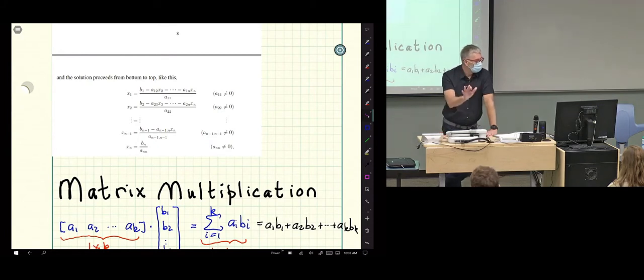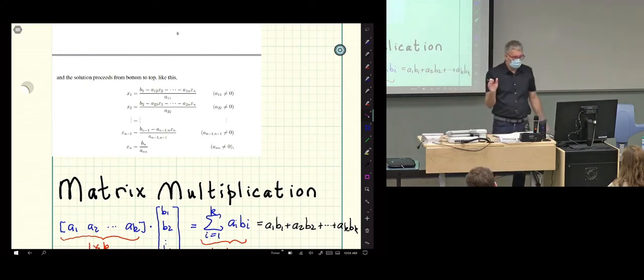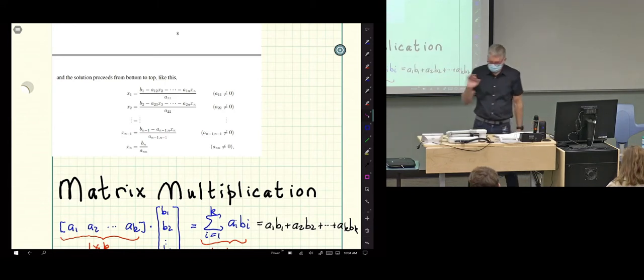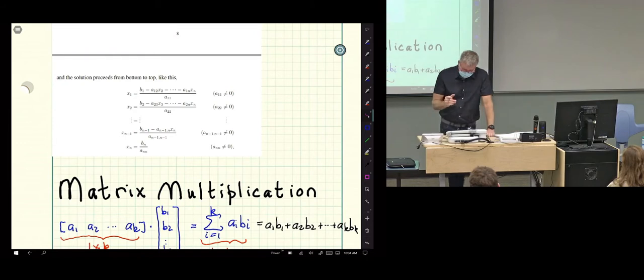So triangular matrices, that seems pretty solid for everyone. Just need a little practice maybe, but it's almost mechanical. And that's why we can implement it on a computer.